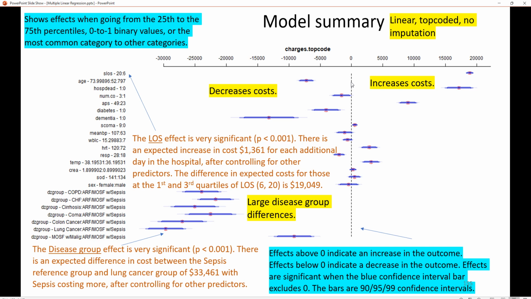We have a dashed vertical line at the value of 0 on our top axis. Predictors with confidence intervals to the left of that 0 indicate decreases in cost, and confidence intervals that are to the right of that 0 indicate increased costs. For example, longer lengths of stays tend to increase hospital costs, while older patients tend to have lower costs.